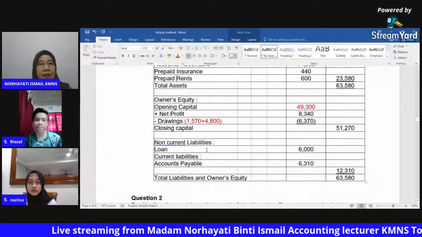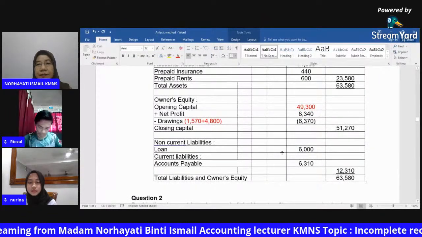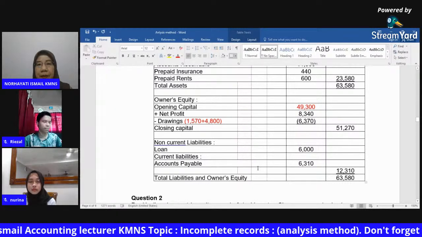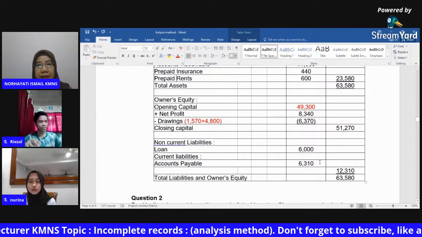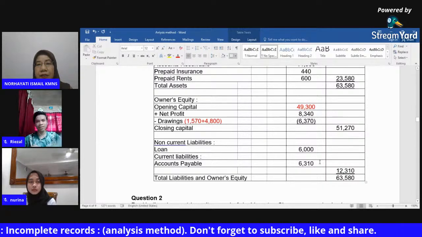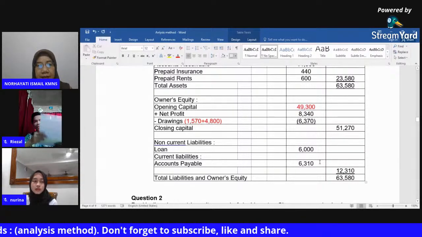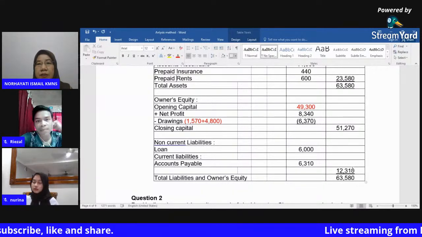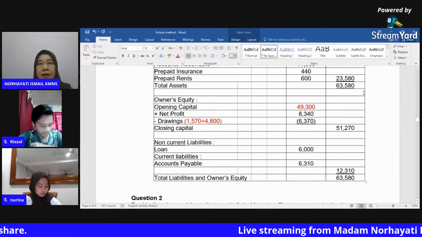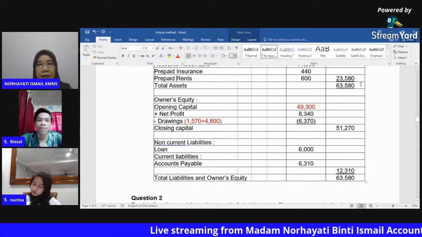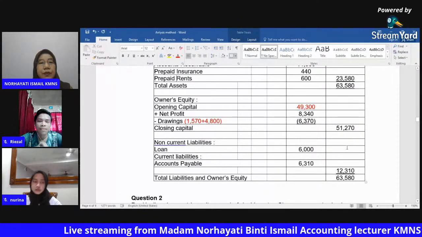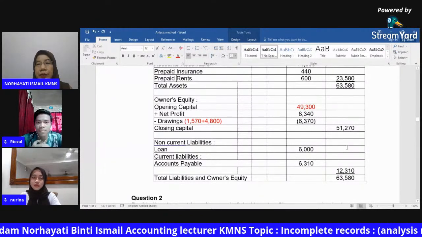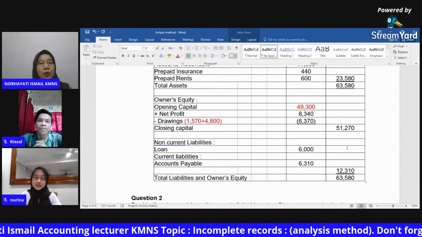Now, non-current liabilities, loan 6,000. Then we have to add current liabilities, account payable 6,310. You got the total 12,310. So this is the total liabilities and owner's equity. So you can see the total of asset equals the total of liabilities and owner's equity. Okay, so we finished one question.